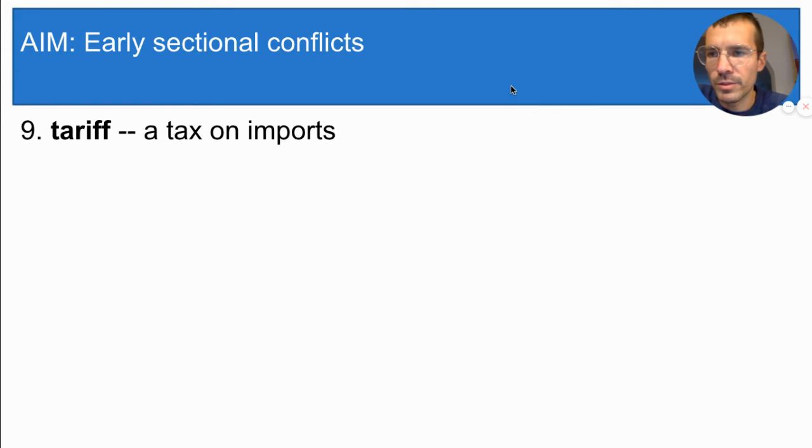The second conflict between North and South is called the nullification crisis, and the issue here was something called a tariff. A tariff is a tax on any product that is imported. Imported means it's being sold by a company in a different country. Tariffs sound confusing, but they're actually very easy to understand.